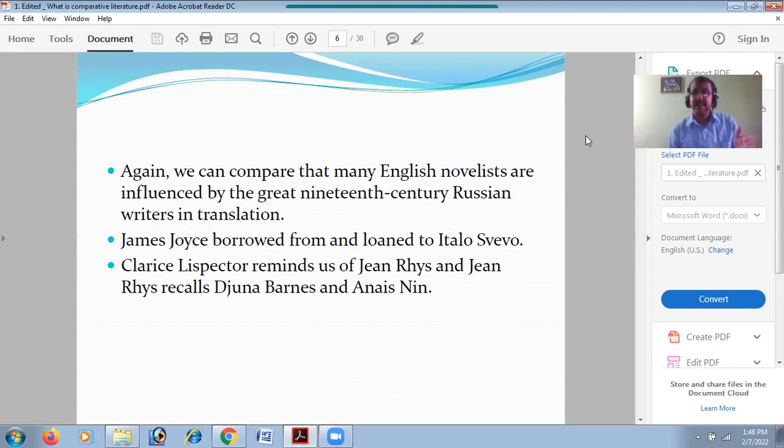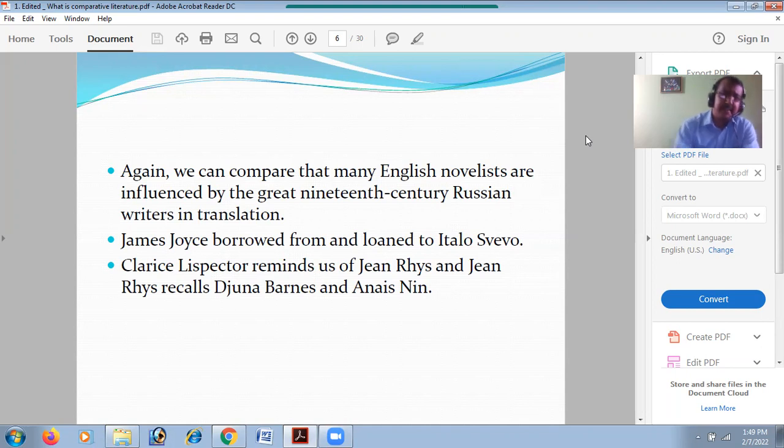But the translation in English and the writing in the Russian language is a linkage. We will have a linkage between the English novelist and the Russian novelist as well. And if we move forward, we will have another scenario, that is, James Joyce borrowed from and loaned to Italo Svevo. It's quite a new writer to me. Okay, so James Joyce borrowed his source or narrative techniques or some things from Italo Svevo.